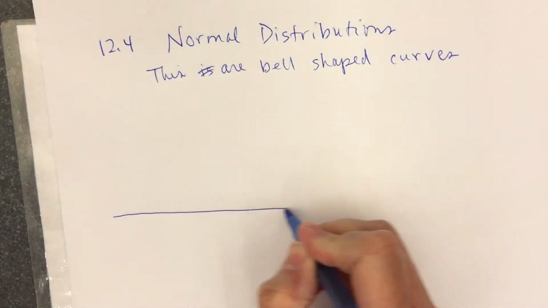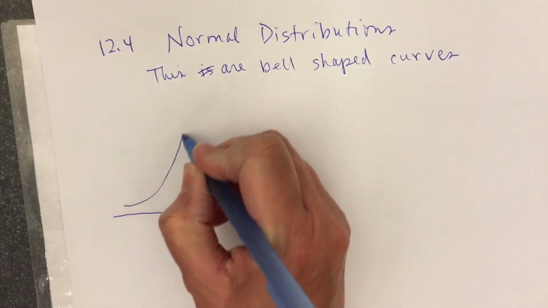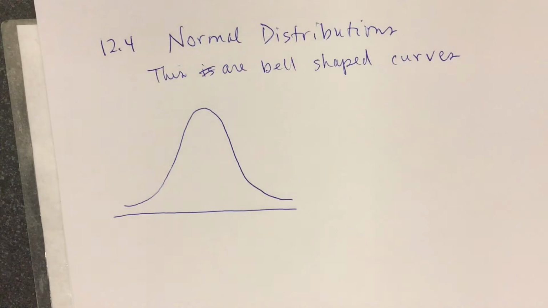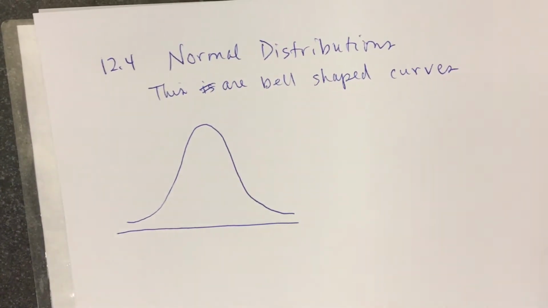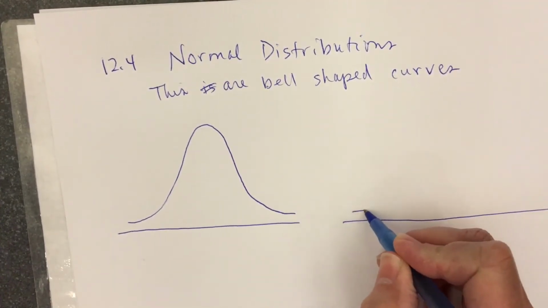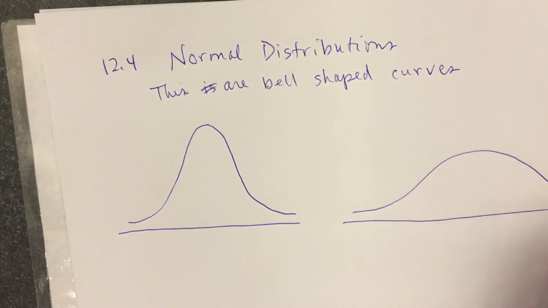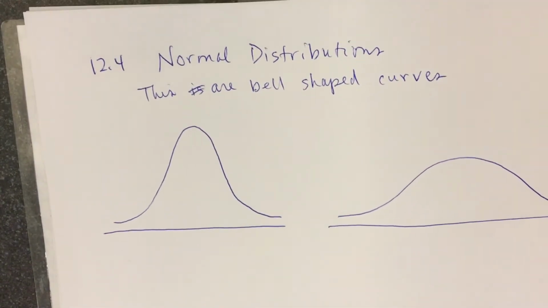So I'll try to draw a couple of them. Pretend they're perfect. That would be a tall and skinny bell-shaped curve. It could be that it's wider, the data is more spread out and shorter. But both of those would classify as a bell-shaped curve, a normal distribution.